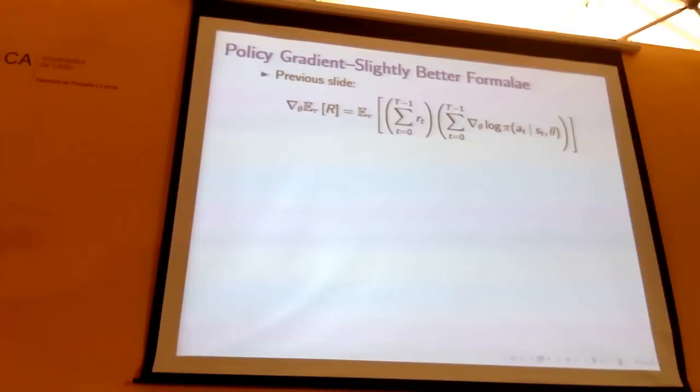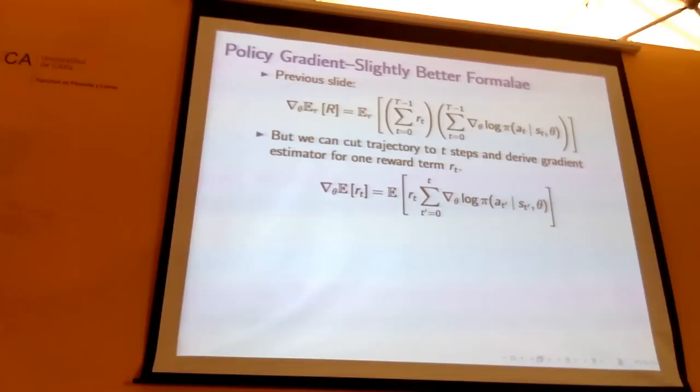So now we're going to derive a slightly better formula that accounts for causality. What we're going to do here is compute the gradient of the expectation of one reward term, R sub t. There should be a gradient sign here. Let's just ignore this gradient symbol so the equation becomes correct. It is correct, I dismissed it. This is correct, sorry. Here we're just applying our regular old score function gradient estimator to one reward term instead of the sum of rewards.